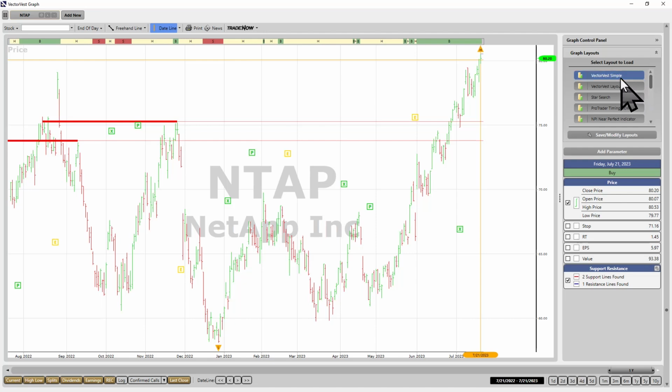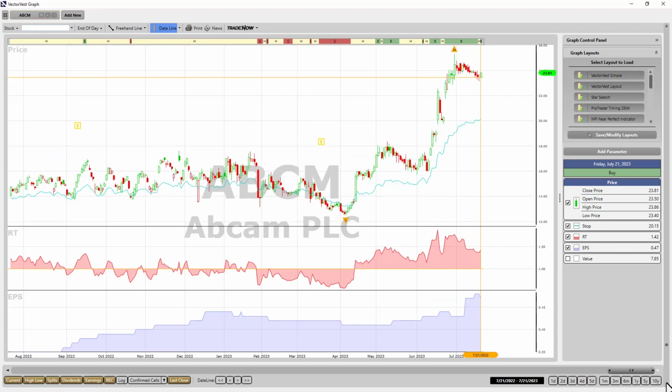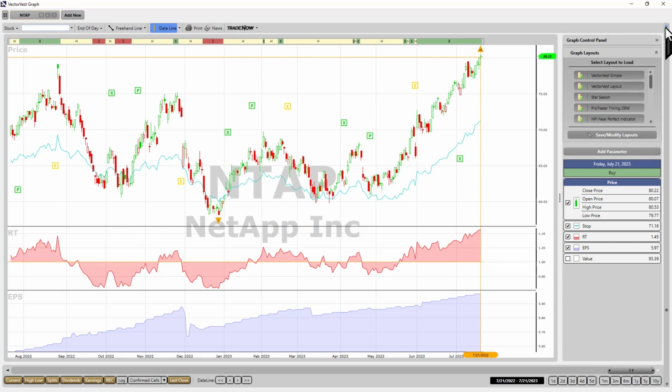Let's go to our VectorVest simple layout, and we can see strong RT, rising earnings per share. That looks really, really nice. I'll tell you what, let's focus on NetApp. We'll take a look at that one. So what I want to do now is configure a long call.